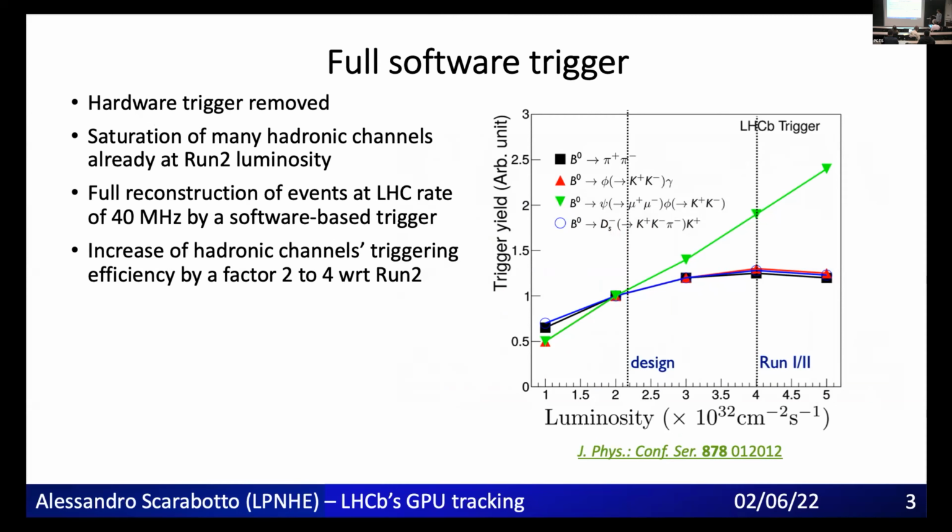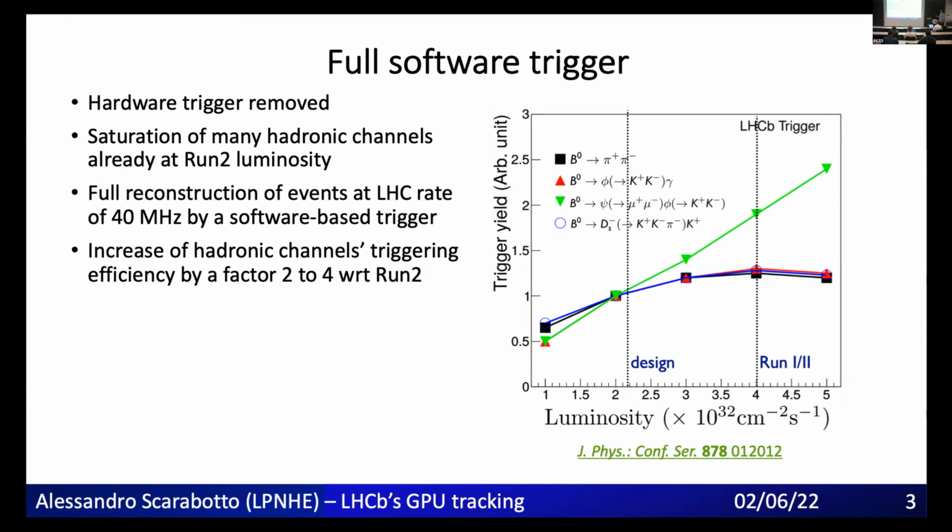I want to point you to this plot, which shows the trigger yield versus luminosity. This is the actual Run 1-2 luminosity, so 4 times 10^32. And as I said, for Run 3, we're going to have 10^33, so it's not in this plot, it's far on the right. Here you can see some typical LHCb decays of interest. What we see here, for example in green, is a decay with muons in the final state, and these decays here are decays with hadrons in the final state.